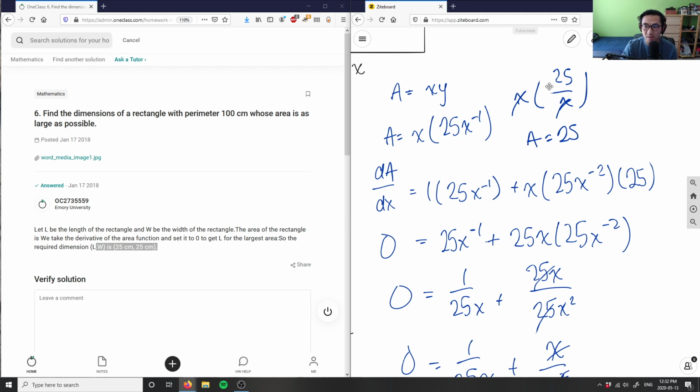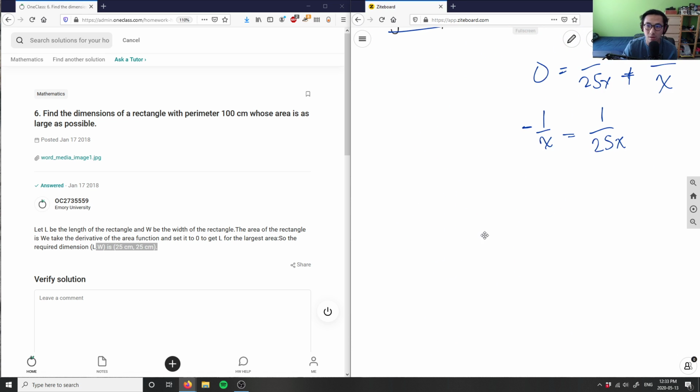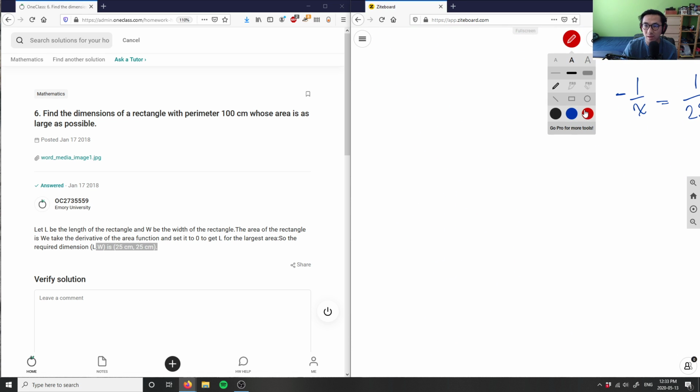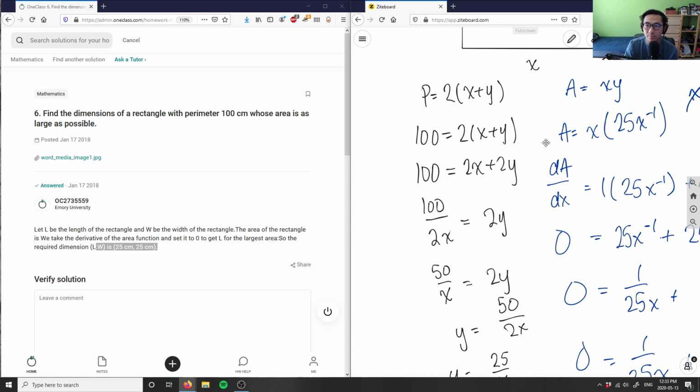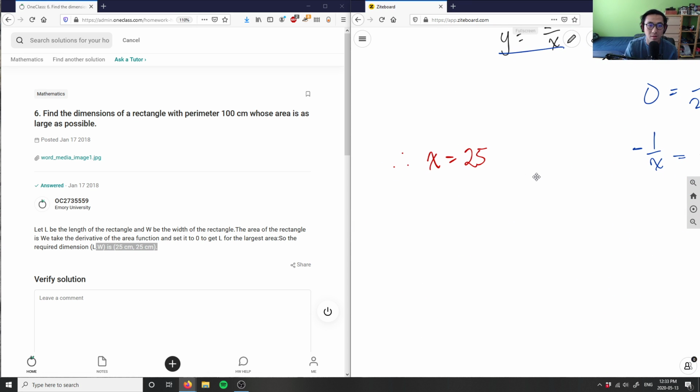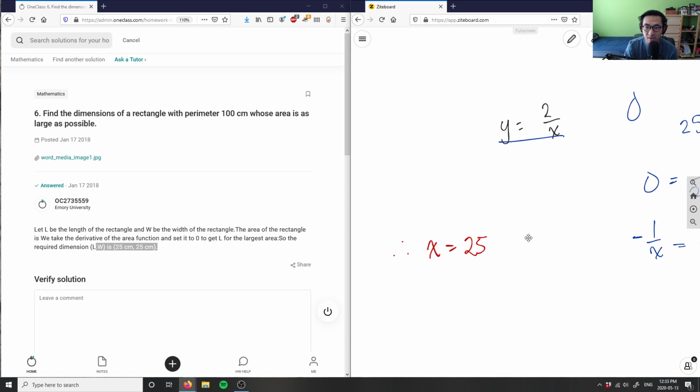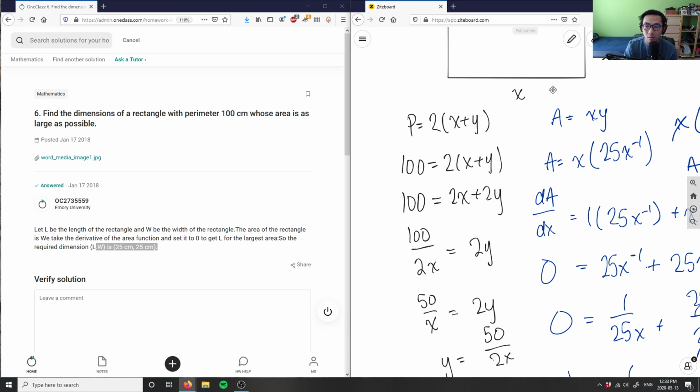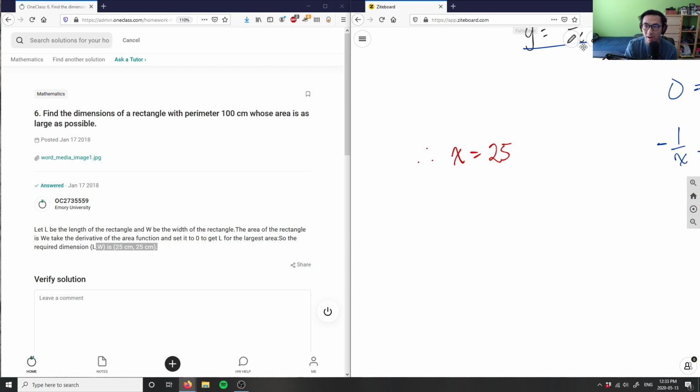So basically what I'm saying is that the dimension here is actually going to be equal to 25, so it's independent of our derivative here. Therefore, x here is going to be 25. Then all I have to do is sub this x back into one of our area formulas, or I can sub it back into our perimeter to get our y value, sorry.